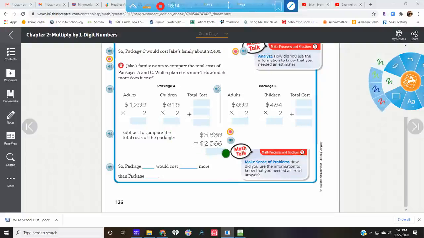So, back into here. 6 minus 6 is 0. So here's our 7, goes up here. 7 take away 3 is 4. So package A would cost $1,470 more than package C.